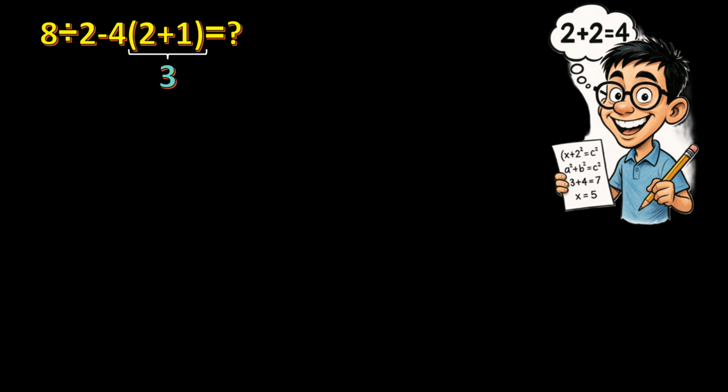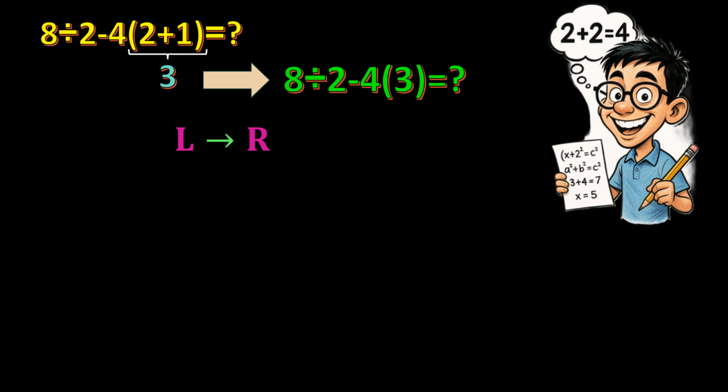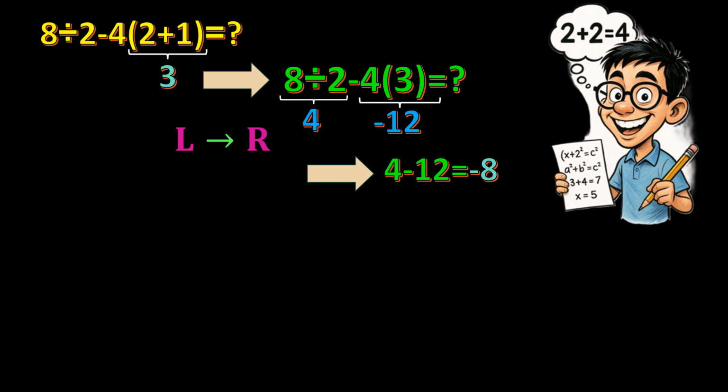According to the PEMDAS rule, we first solve inside the parentheses. 2 plus 1 equals 3. Then the expression becomes 8 divided by 2 minus 4 times 3. Since we have division, subtraction, and multiplication here, multiplication and division take priority, and we evaluate them from left to right. 8 divided by 2 equals 4, and 4 times 3 equals 12, so 4 minus 12 equals minus 8.